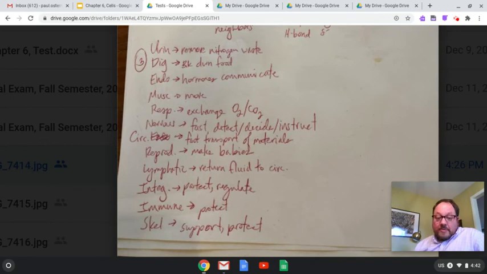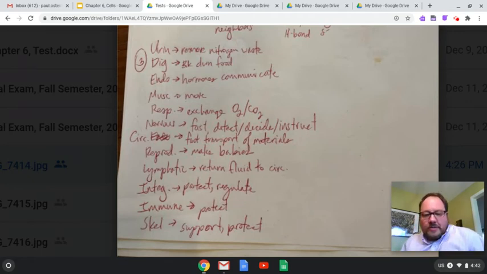Your immune system has a protective function as well. It will protect you from pathogens that have entered the body. And your skeletal system, it sort of lends support to the body. It's something to which organs can attach, and also is protective. Think of your rib cage protecting your heart and lungs, or your skull protecting your eyes and your brain.